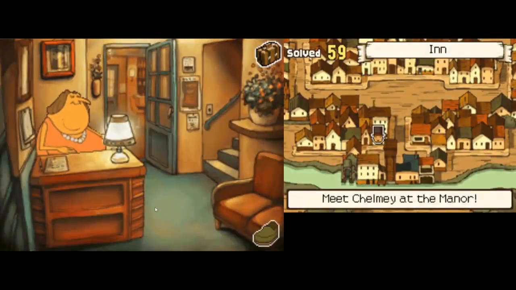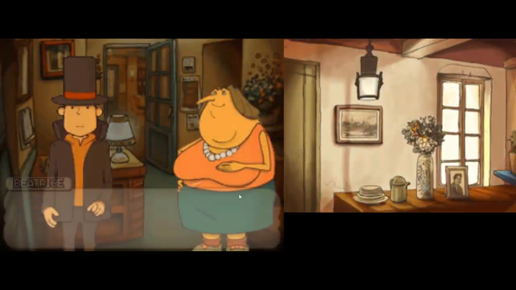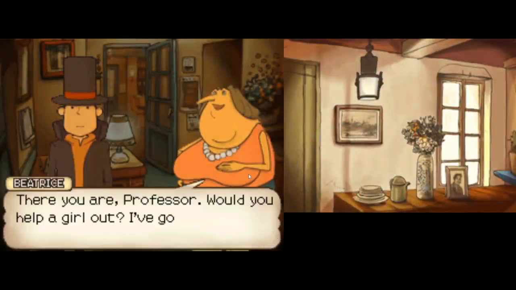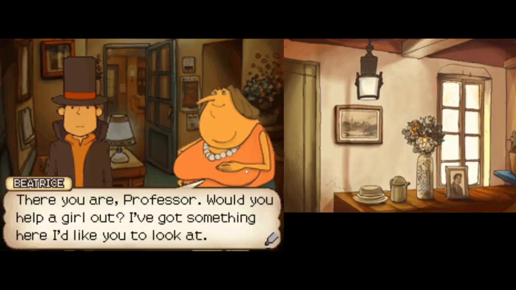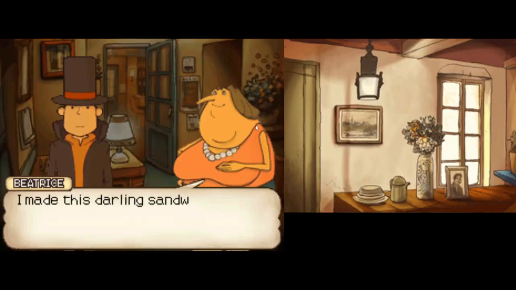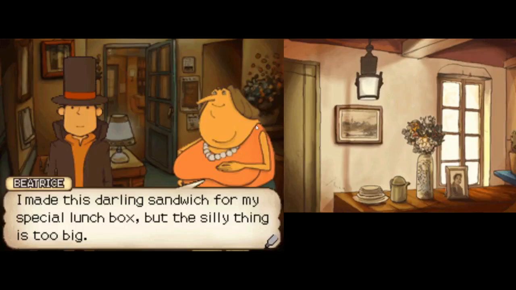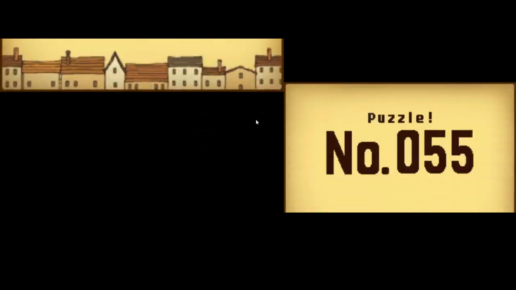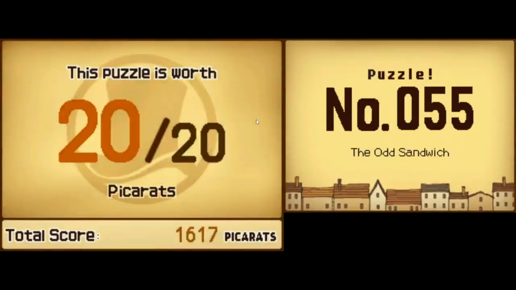Alright, so before we leave, let's speak with Beatrice. Let's see. There you are, Professor. Would you help a girl out? I've got something here I'd like you to look at. I make this darling sandwich for my special lunchbox, but the silly thing is too big. Can you make it fit? Which leads us to puzzle number 55, the odd sandwich.